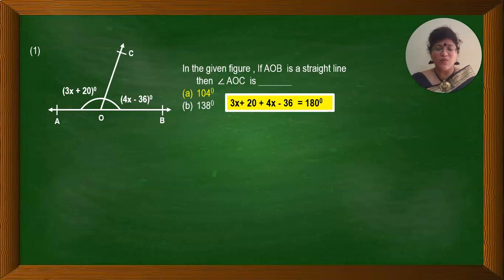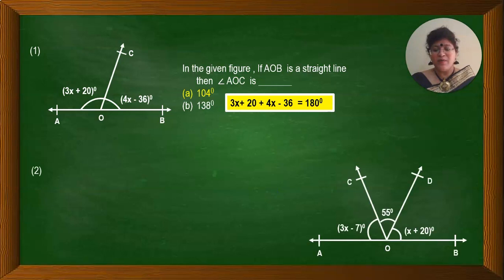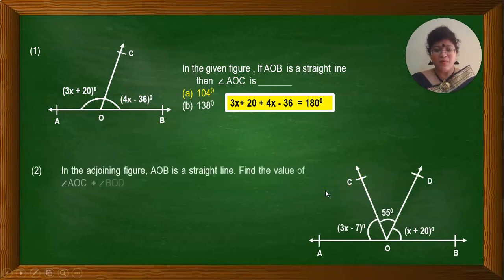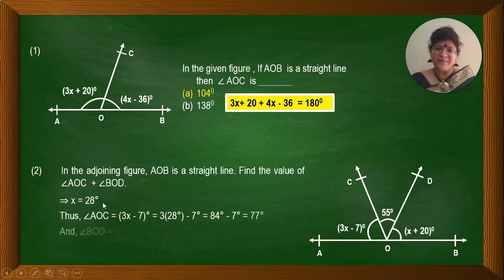Let us look at another question. Now in this diagram, they have asked you to find out the sum of angle AOC and angle BOD. So this is angle AOC and BOD. You have to add them up. So the first step is add up all these angles and the sum total will be 180 degree because they are angles in a linear pair. And when you solve it, you will get x equal to 28 degree.